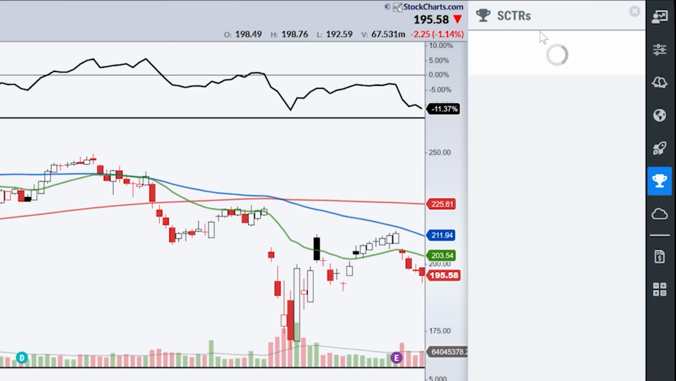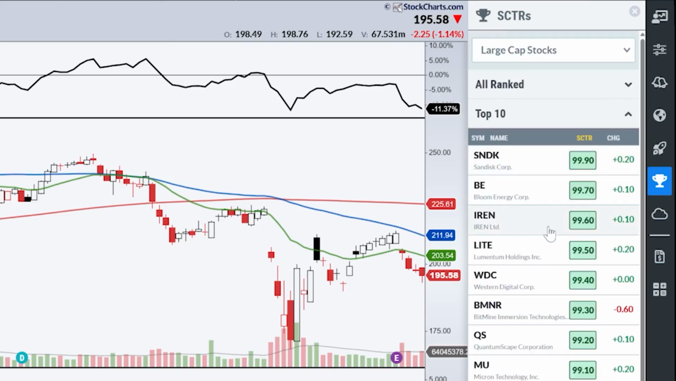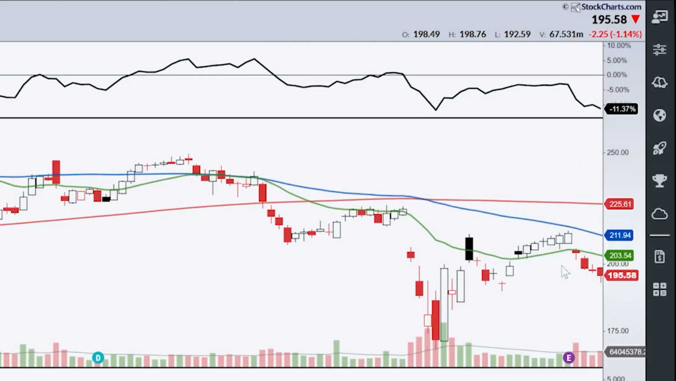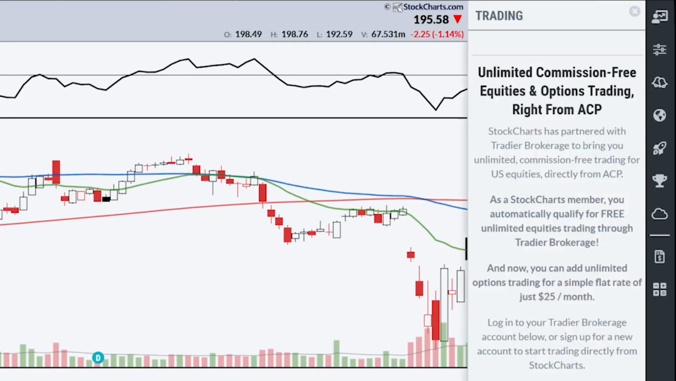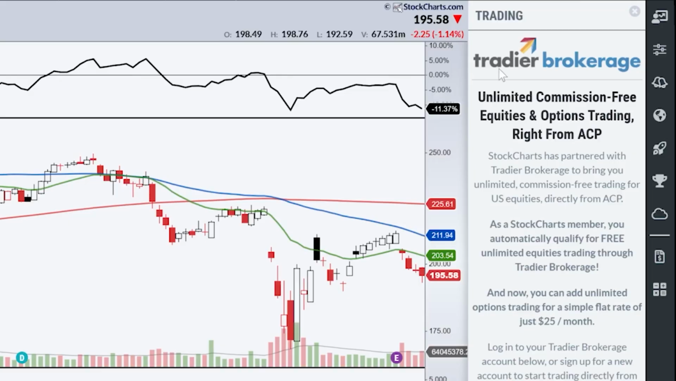These sort of ideas, these SCTRs are top ranked stocks by stockcharts.com. I would love to see these more integrated into the platform, but you can learn more about that in my stockcharts.com review. And it's also worth noting that stockcharts.com supports an integration with Tradier, so you can trade directly from your charts in stockcharts.com. That's something that's not possible at all in Finviz.